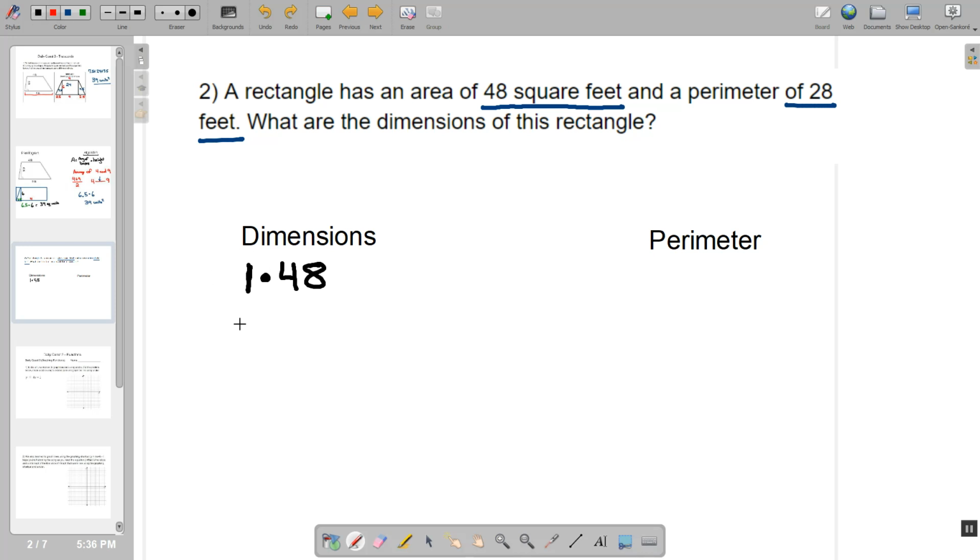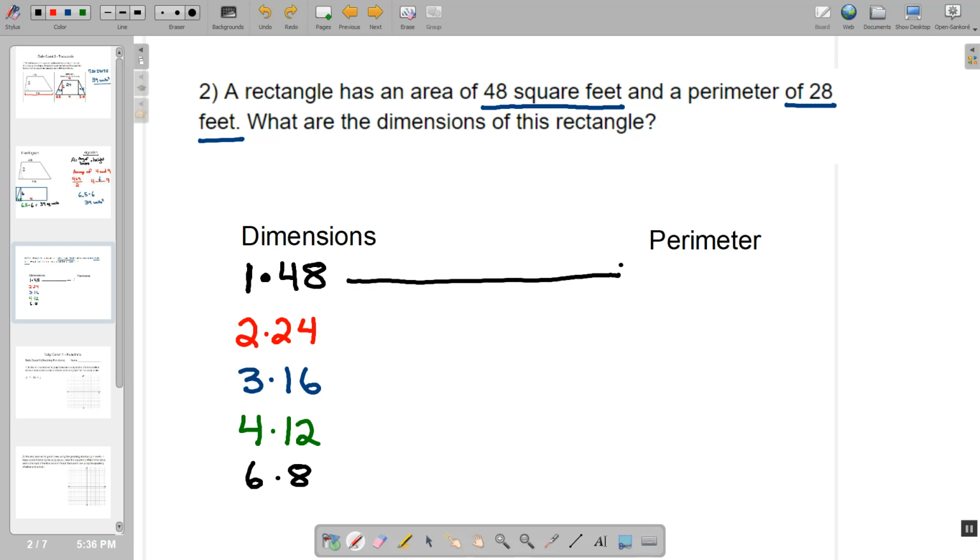We also could get 2 times 24. The one that people might miss is 3 times 16. 4 times 12. And finally, 6 times 8. So we're searching for which one of these ends up giving us a perimeter of 28. And there are a couple ways to find the perimeter of a rectangle. What I'm going to do this time is I'm going to do this number times 2, because there are two sides of 1. This number times 2, because there are two sides of 48. And I'm going to add the answers together.